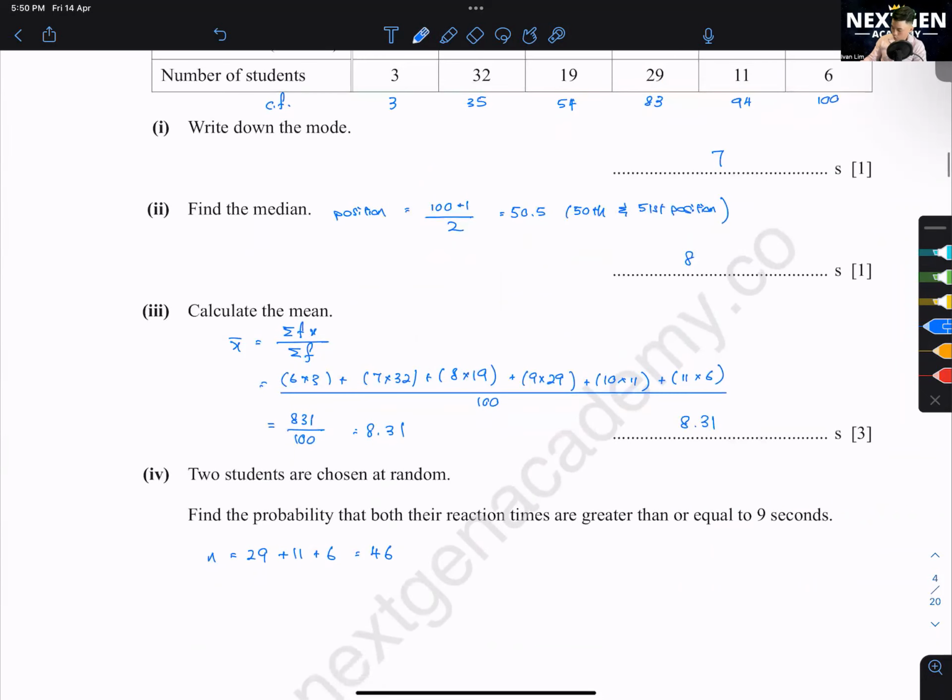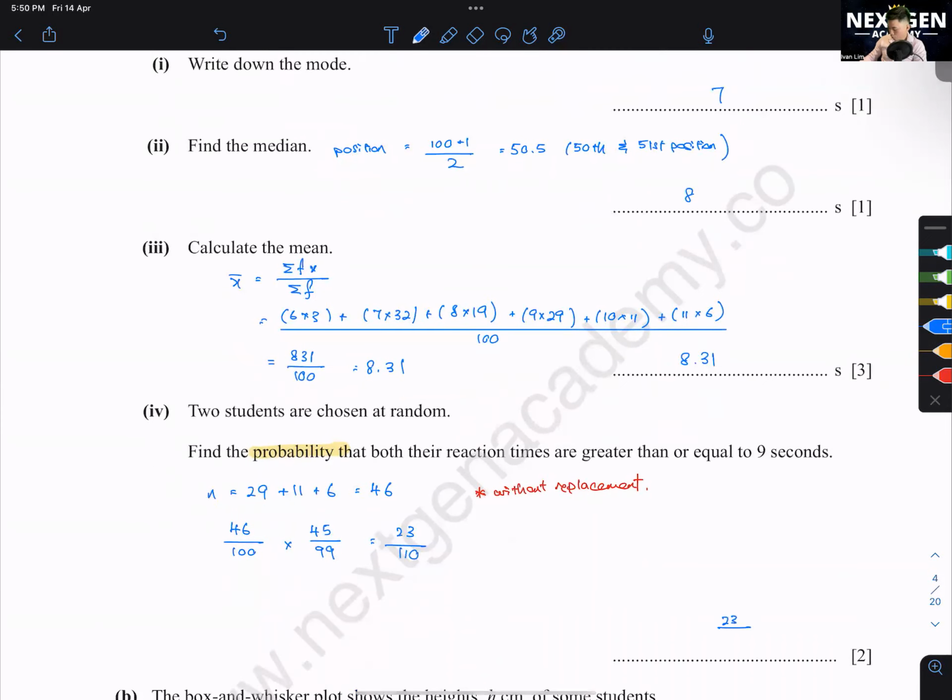Okay, total, how do we do probability of 2? This is a without replacement type of question. Because, you just imagine, if I take one student already, then after that, they are not in the group already. Okay, so I got one less people. Okay, so I will take 46 over 100 times 45 over 99. This one, please don't go and multiply by 2 because we are taking from the same group of people. Okay, you'll get 23 over 110.